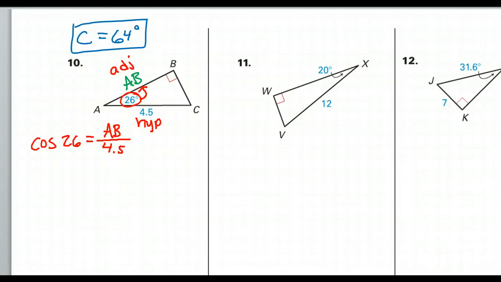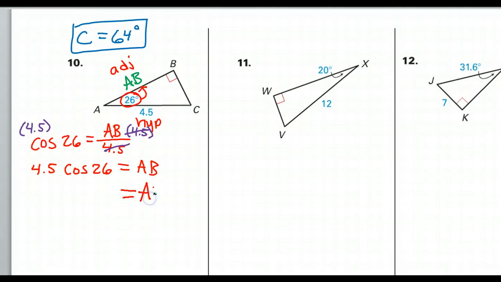To get AB by itself, we are going to multiply both sides by 4.5. That way these 4.5s are going to cancel out. So I am going to have 4.5 cosine 26 is equal to AB. Put that in your calculator. That is 4.0. Okay, so that is AB.